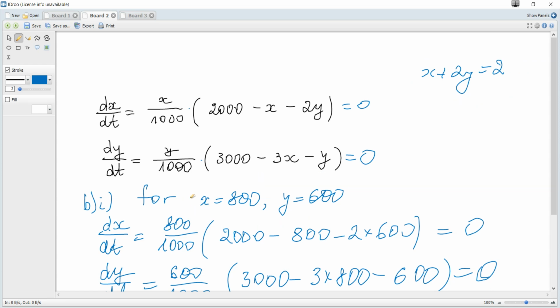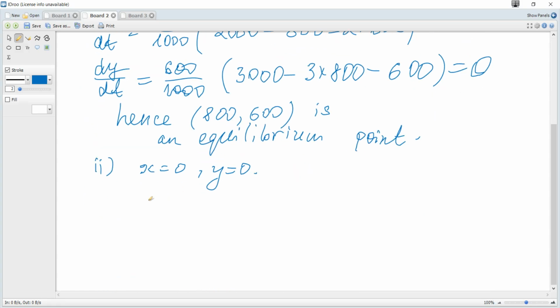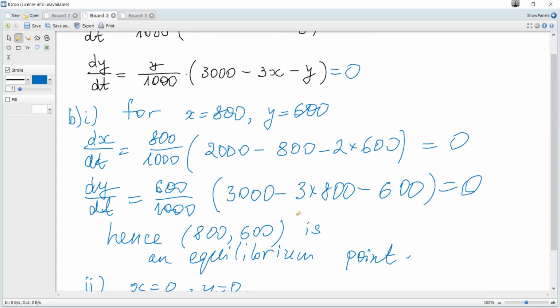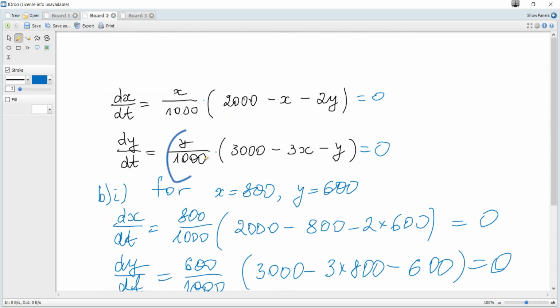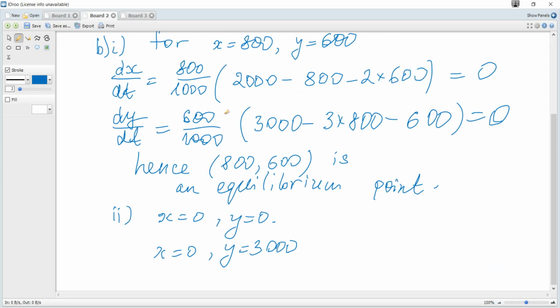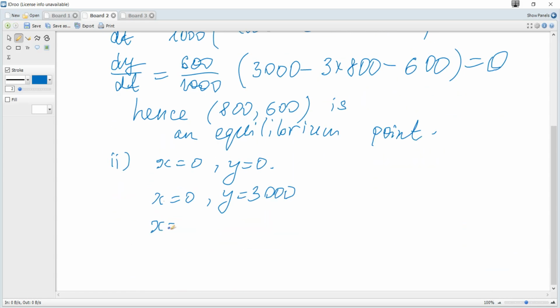you get this solution, which is already known. And what are other possibilities? It's when this factor x is 0 and this factor is 0. Provided x is 0, you can see that y is 3000. So when x is 0, y is 3000. And when this factor is 0 and this factor is 0, so when y is 0, you can see x is 2000.